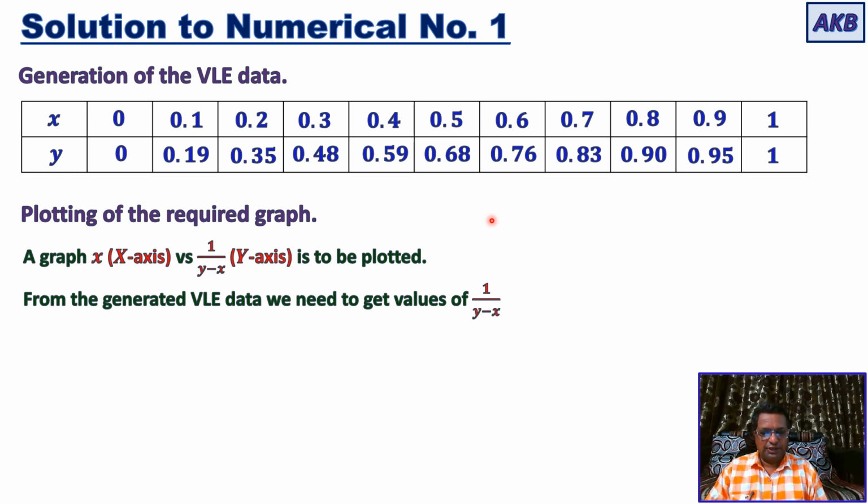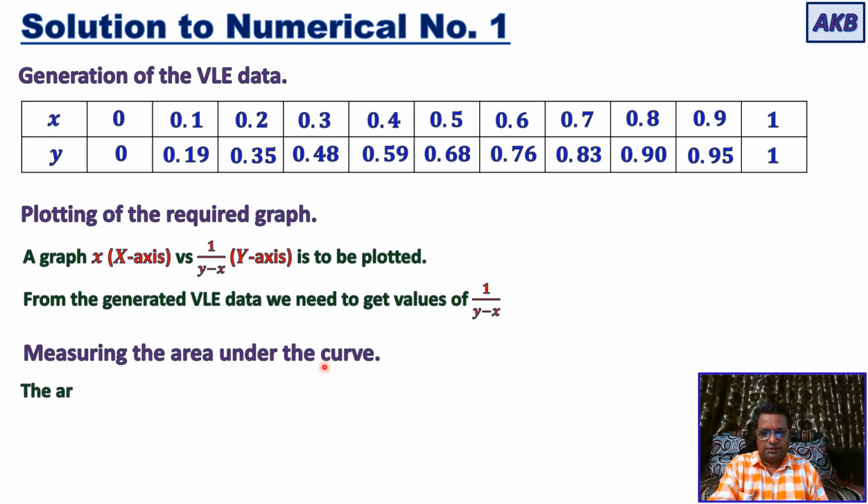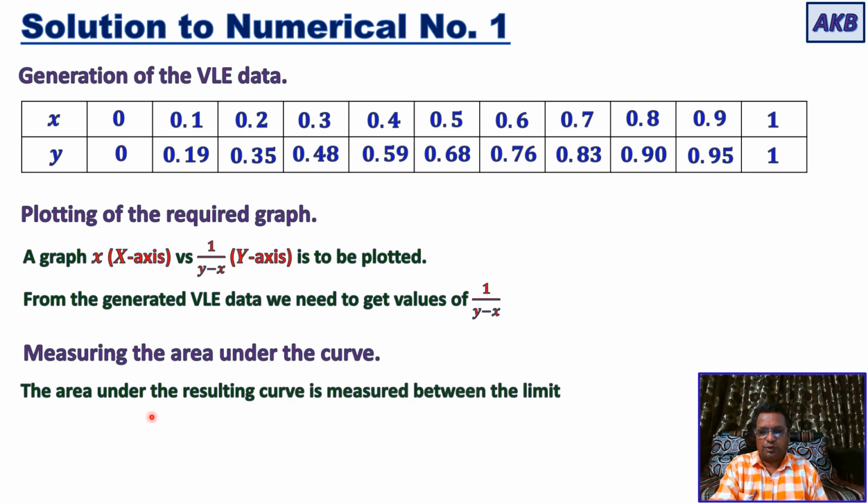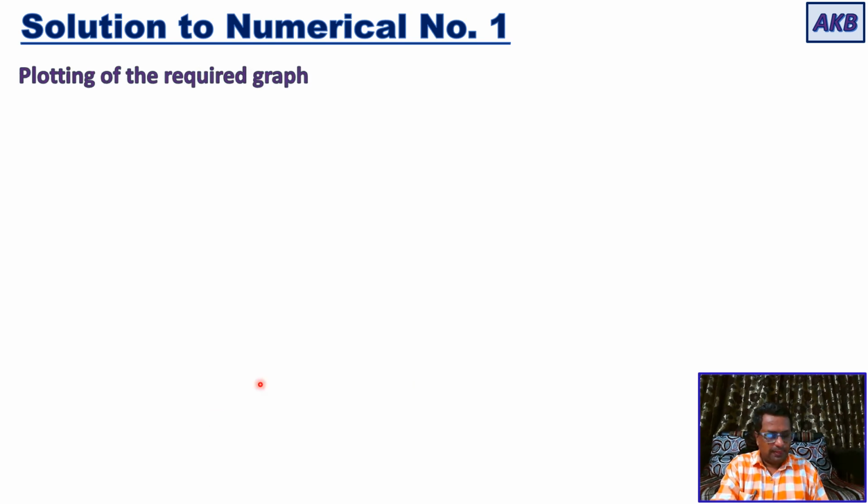from the data that we have obtained, first we need to get this value, because we are going to plot 1 upon y minus x. So we need to get values of this term, 1 upon y minus x. Okay, that is also a task. Then once that is obtained, you can go for plotting the graph. Okay, then after plotting the graph, you are going to measure the area under the curve between the limits xw and xf. Okay, now let us see.